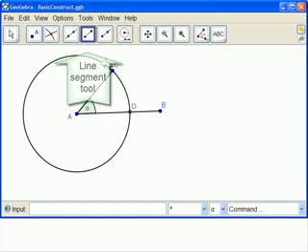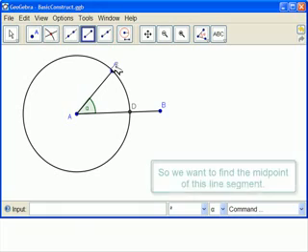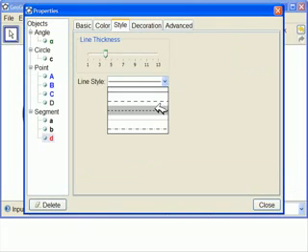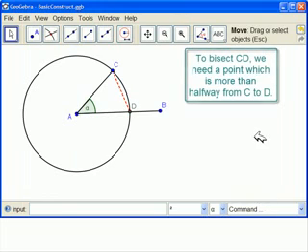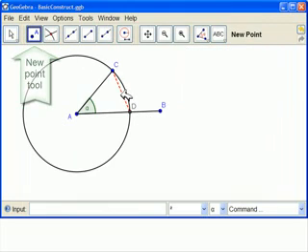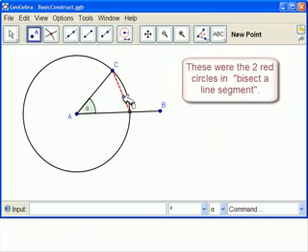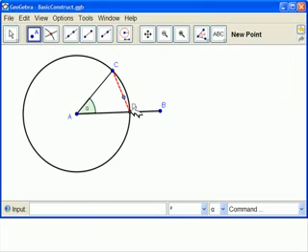First, let's draw the line segment between these two and make it light. It doesn't bother us, but it's there. And now we need a point that's more than halfway across this line segment. So let's choose this point here. And we always take off the label so that it doesn't bother us.